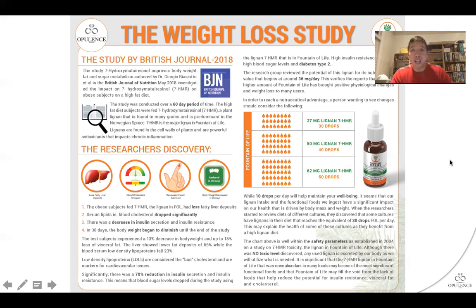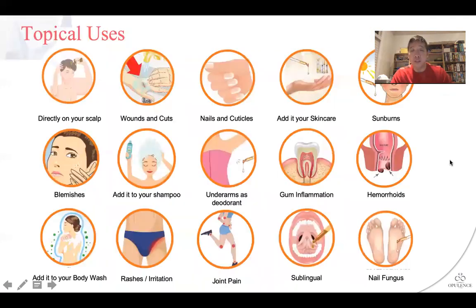So again, last but not least, we also mentioned before that Fountain of Life can be used topically. Literally, it's great for the skin because the skin, of course, is the largest organ of the body. It also requires antioxidants as well. So it's great to use it directly on the scalp. Any kind of wounds and cuts, if you put it on, it'll heal very, very quickly. For growing those nails and cuticles, adding it to your skincare line, it is phenomenal on sunburns.